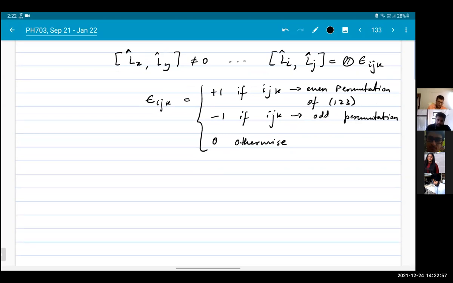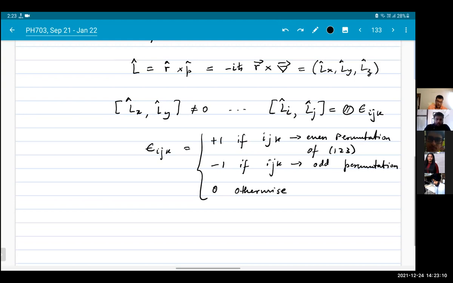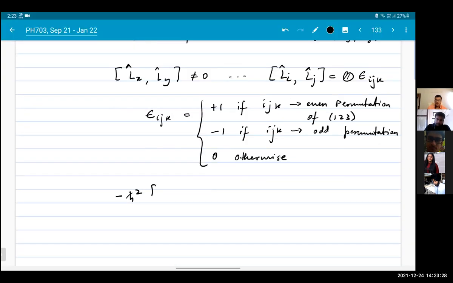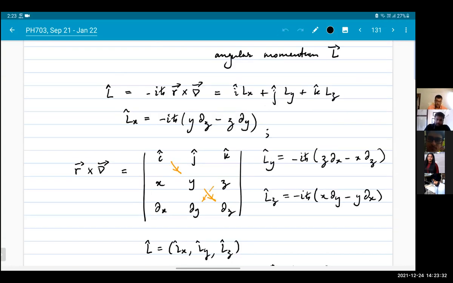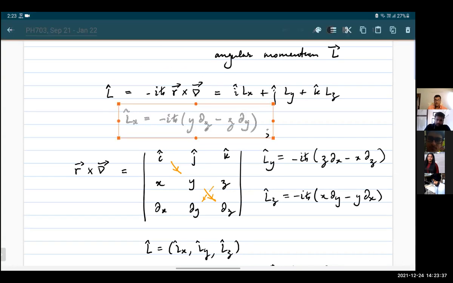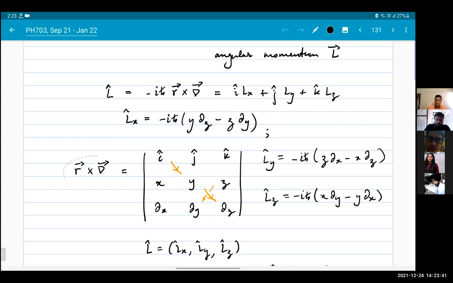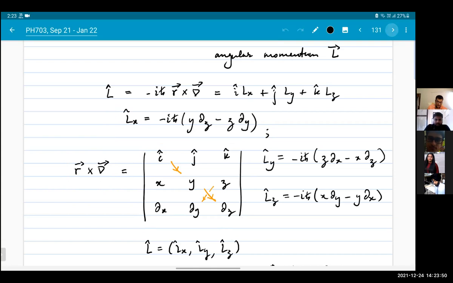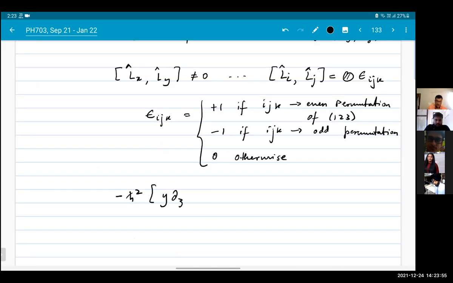We can do this calculation. It's not very difficult. Let me just do it really quickly. So I'll get a factor of minus i h bar from each one of these. So I'll get minus h bar square times. So what is Lx now? Remember, Lx is this object, which you can obtain by taking the cross product, using the standard determinant of a matrix. So Lx is y dz minus z dy, and Ly is going to be z dx minus x dz. Okay?